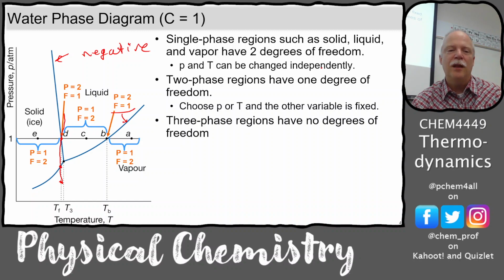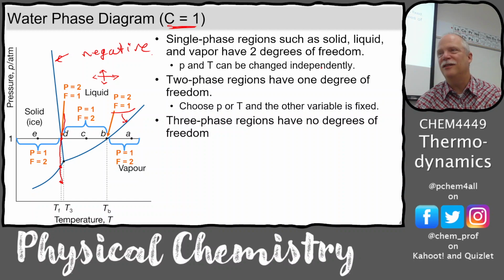If I'm not on a line, then I have 2 degrees of freedom. I can change the pressure and the temperature independently. But if I get on one of these lines, I have 2 phases in equilibrium, and so I've lost a degree of freedom. And this is a single component phase diagram.